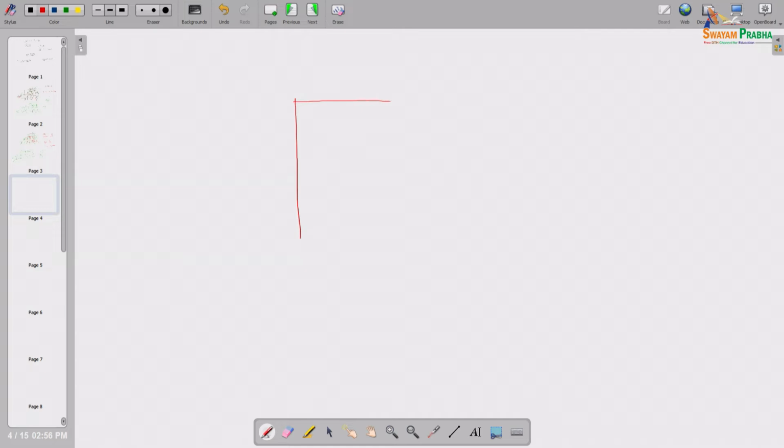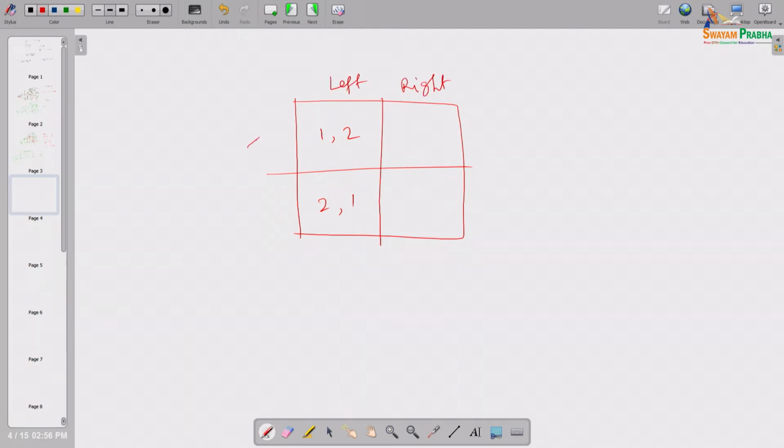Let us choose one payoff structure. Suppose this is the payoff structure, say 1, 2, 2, 1. Suppose this is left, that is right, this is top and this is bottom.